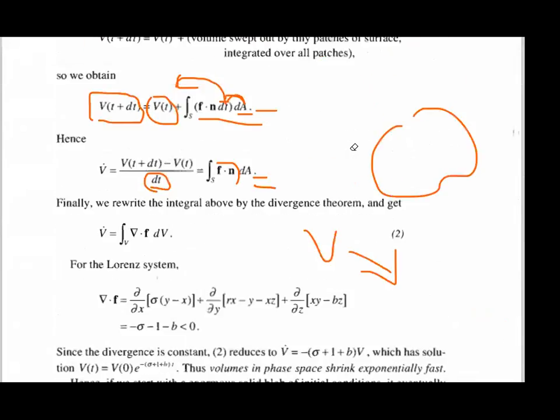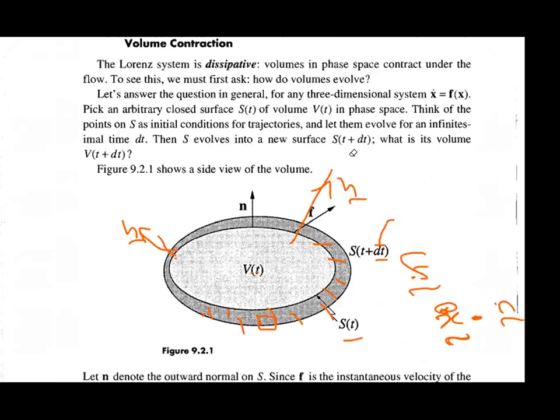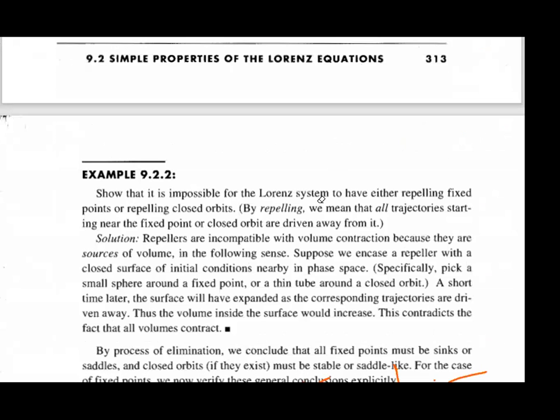If you take a closed surface around the origin, repellers are sources. So there are no repellers in the Lorenz system. But what happens when r is greater than 1?